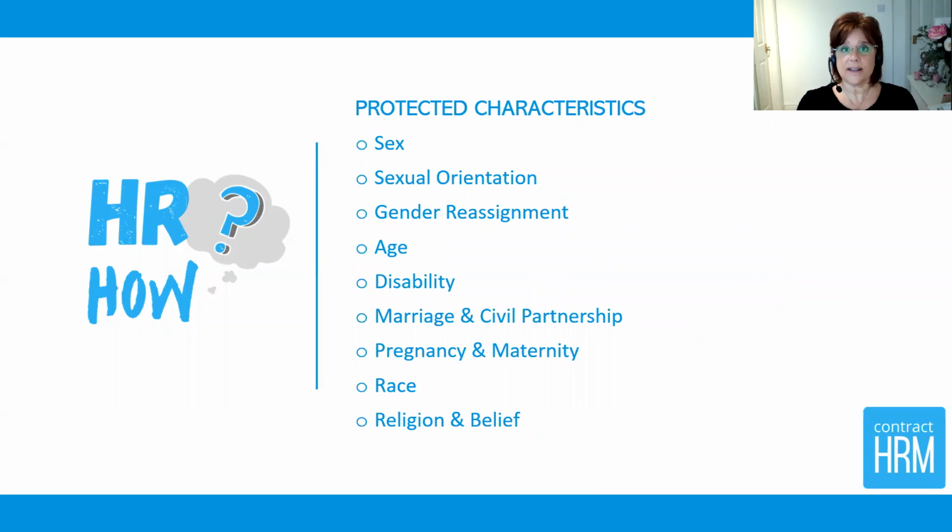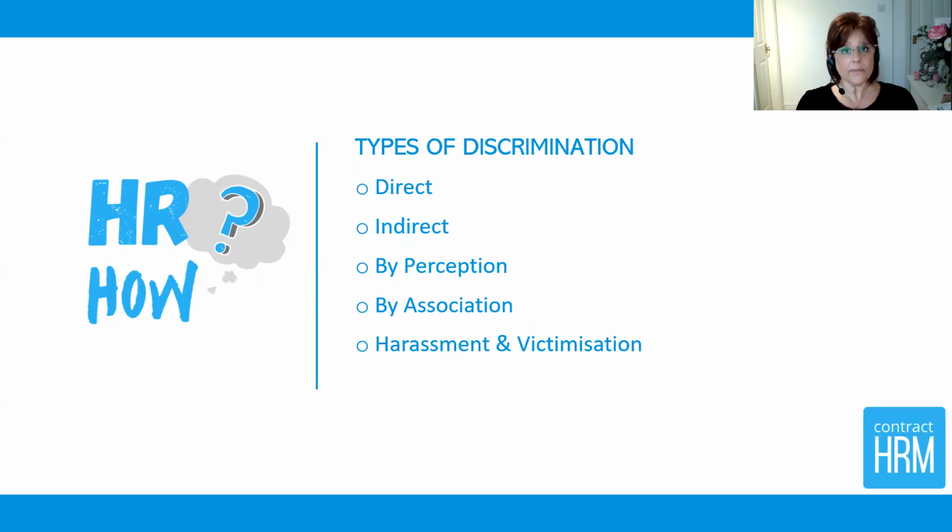The protected characteristics, as you can see here, are sex or gender, sexual orientation, gender reassignment, age, disability, marriage and civil partnership, pregnancy and maternity, race, religion, and philosophical belief. You may be more familiar with some of these than others, and you may have had to deal with cases of perhaps sex discrimination or age discrimination, and may be less familiar with those such as marriage and civil partnership. But it's important that you do understand what some of these are, so do look into those further. But in the meantime, let's have a look at the different types of discrimination.